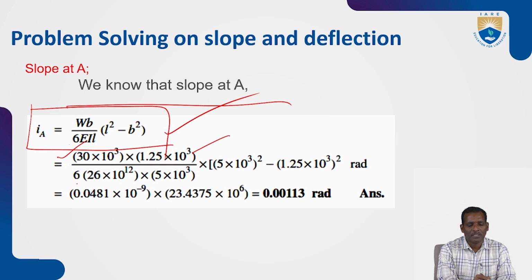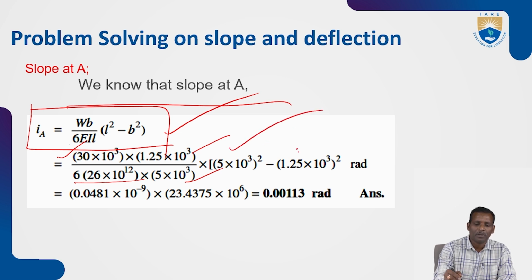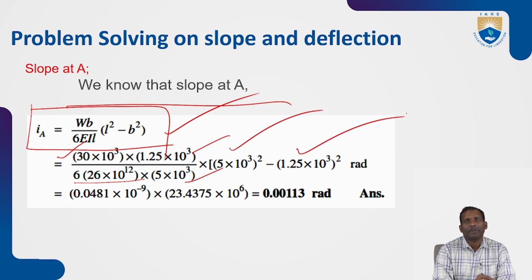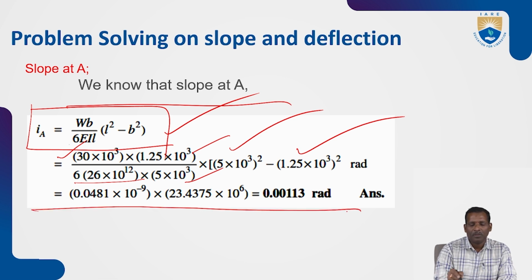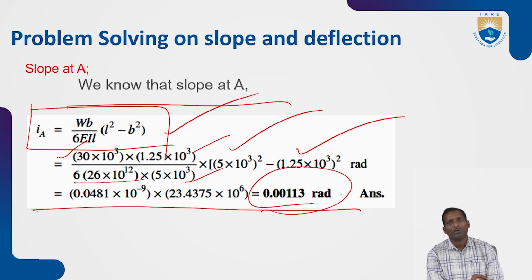6 EI, the flexural rigidity, is given directly. L also you know. So now L square minus B square: the L is 5 meters, the B is 1.25 into 10 cube, whole square. So now the slope at A point we get is 0.00113 radians. Similarly, calculate the slope at B.